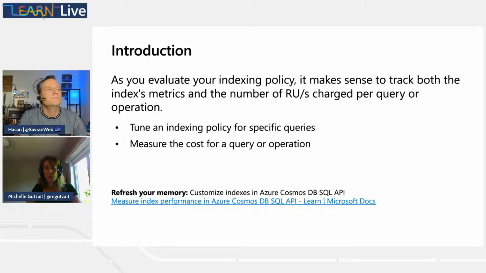And also, you are able to measure the cost for a specific query or operation, and we're going to see some demos of how you can do that, even by adding a portion to the code if you're debugging your operations. I would recommend to refresh your memory before, if you haven't done so, and look at additional information about indexes in Cosmos DB. So the link is here, and also to this specific module.